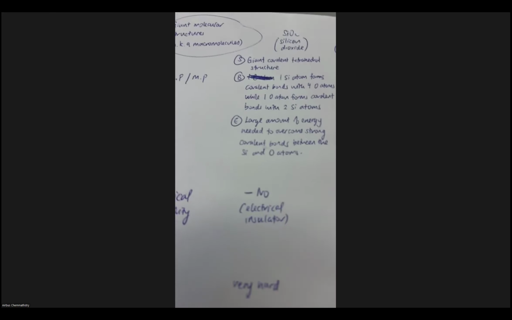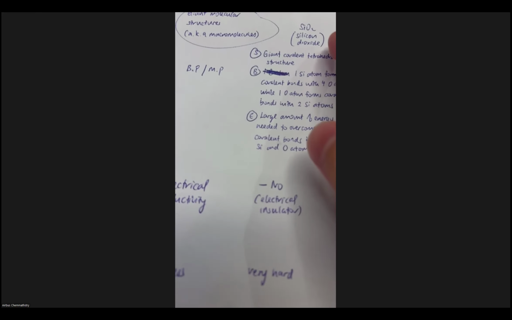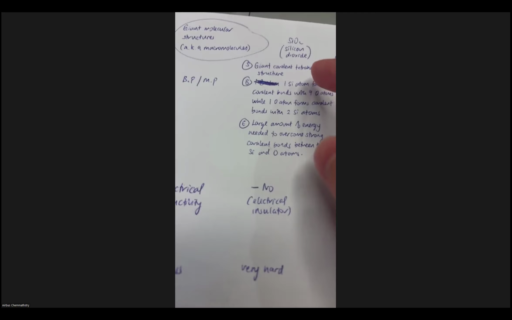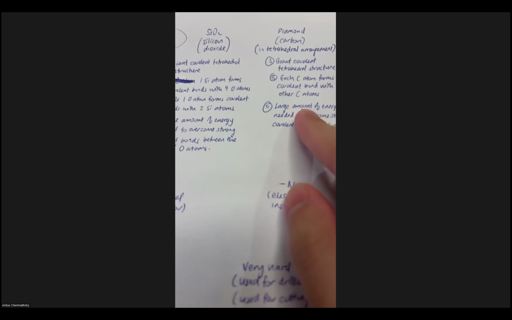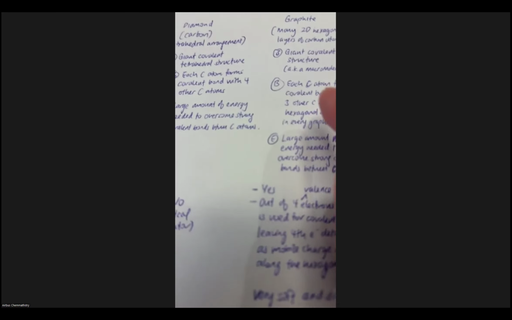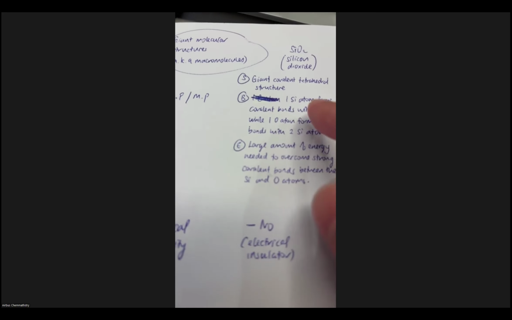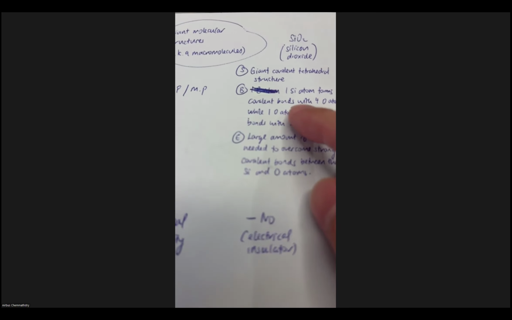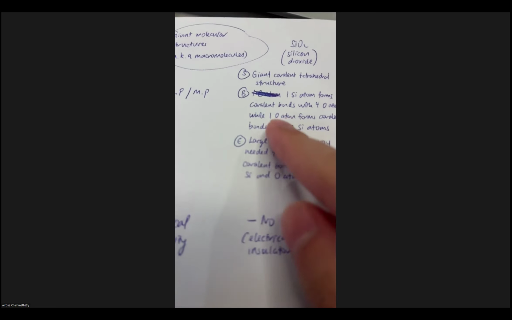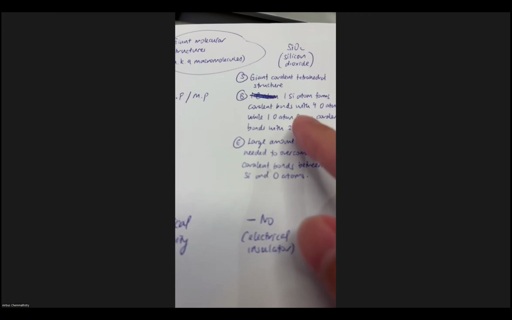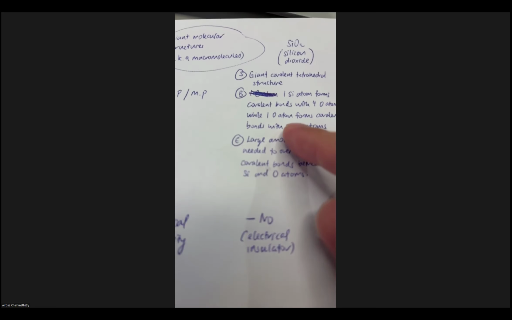Now, silicon dioxide. As you can see, these two are tetrahedral in shape, but this one has many layers of hexagonal rings. So this is a giant covalent tetrahedral structure. The bonding is one silicon atom forming covalent bonds with four O atoms, and each O forming covalent bonds with two Si atoms. I'll explain this later with the help of a diagram.